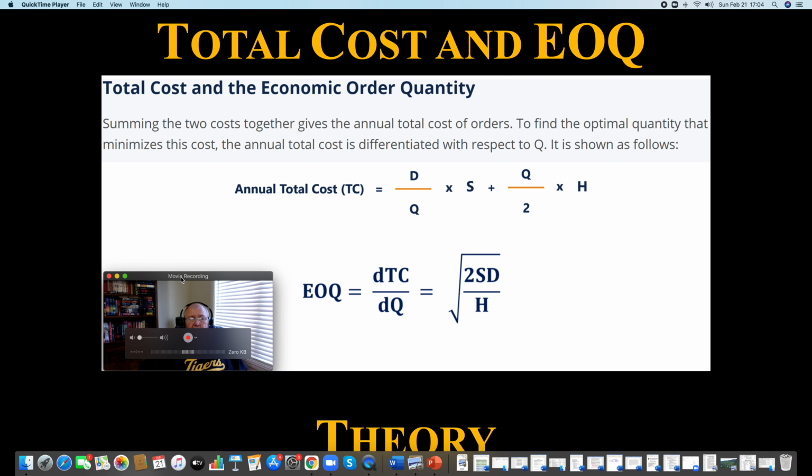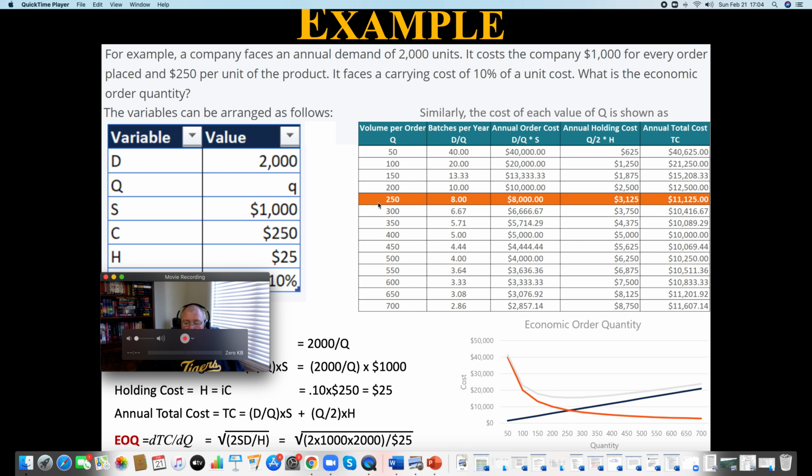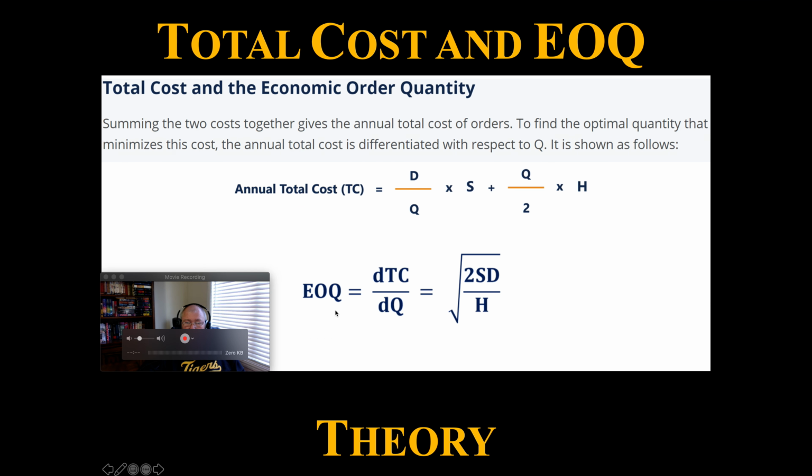And we're going to be able to figure it out because the total cost and then the formula for the economic order quantity Q are given right here. Remember that the annual inventory cost has two elements. It has this first piece and the second.